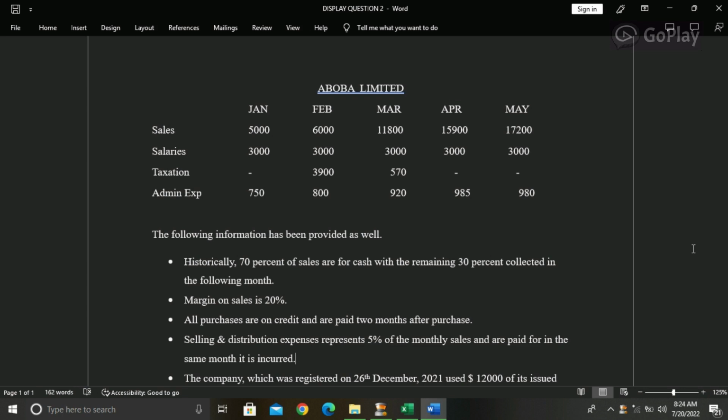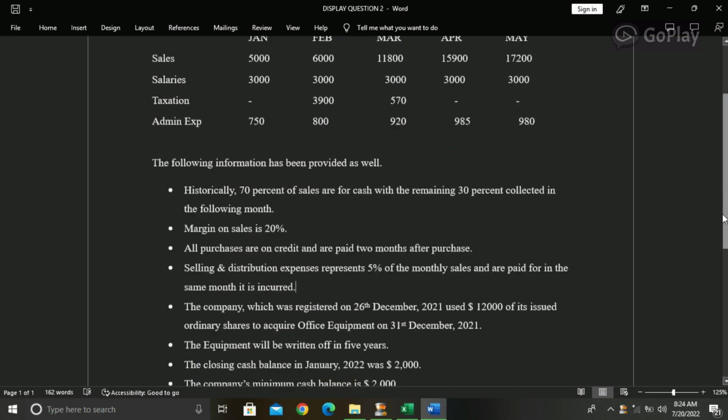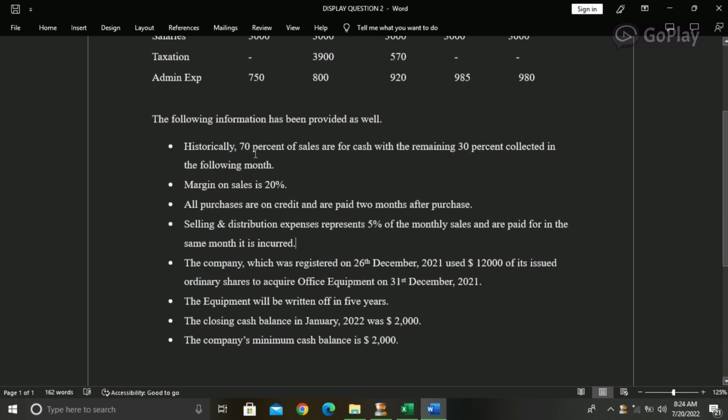So now let's solve question number 2 with Abuba Limited. With regard to Abuba Limited, we have the months here: January, February, March, April, and May. Then for each of the months, we have the sales figure, the salaries, taxation, and administrative expenses. Now, the additional information provided to support the above data: historically 70% of the sales are for cash, with the remaining 30% collected in the following month.